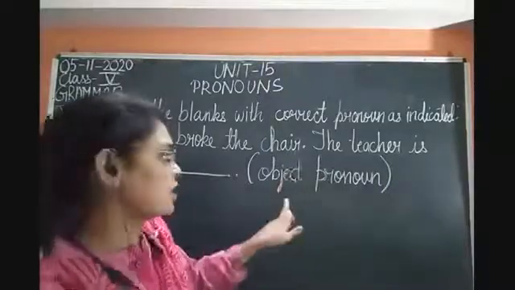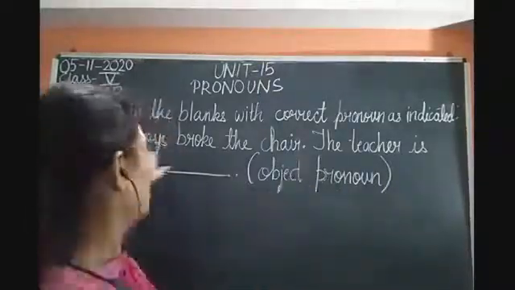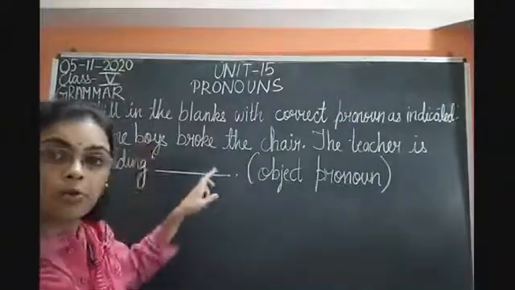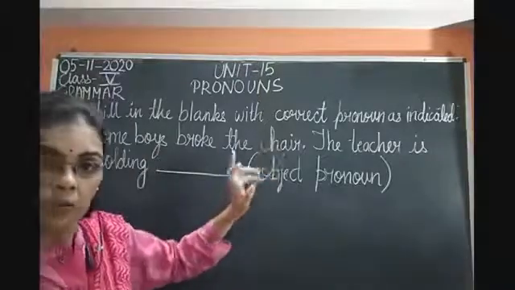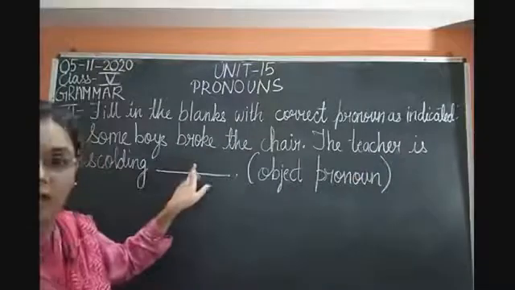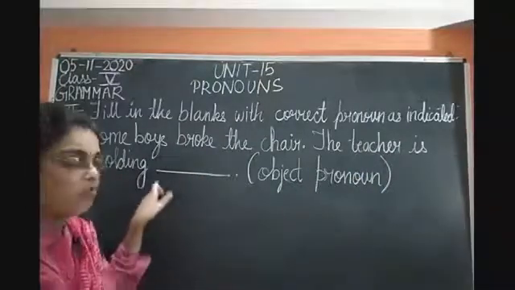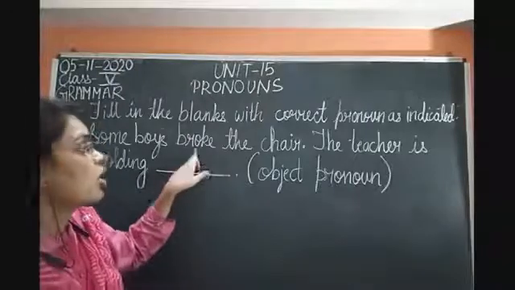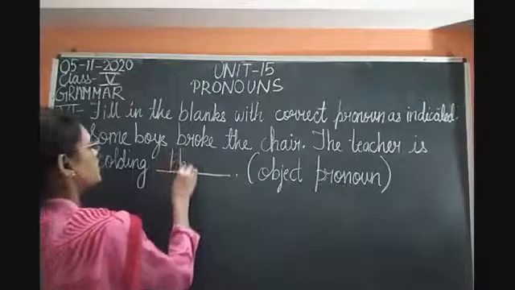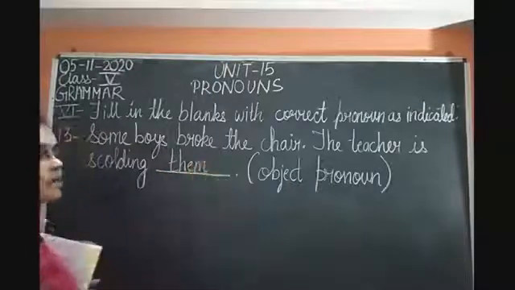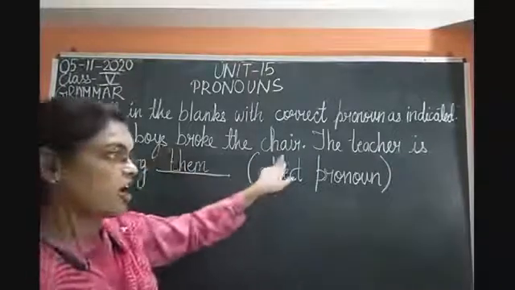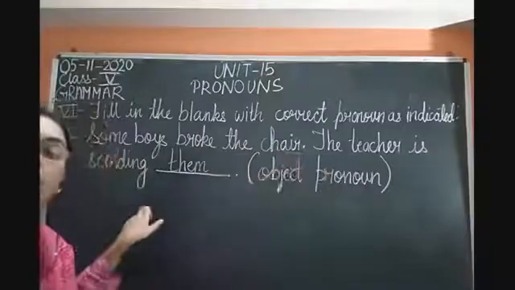अब आप यहाँ पे देखो, हमको कौन सा प्रोनाउन भरना है? थर्ड पर्सन प्लूरल के लिए हमको ऑब्जेक्ट प्रोनाउन भरना है. अब सम बॉयज, है ना, दे क्या है? सब्जेक्ट प्रोनाउन. और ऑब्जेक्ट प्रोनाउन कब यूज करते हैं? आफ्टर द वर्ब. तो द टीचर यहाँ पे सब्जेक्ट हो गया. इज स्कोल्डिंग वर्ब है. वर्ब के बाद ऑब्जेक्ट प्रोनाउन हमको फिल करना है. तो बेटा दे का ऑब्जेक्ट प्रोनाउन क्या होता है? देम. So we will be writing them in the 13th blank. तो हमारा सेंटेंस क्या हो जाएगा? Some boys broke the chair. The teacher is scolding them.